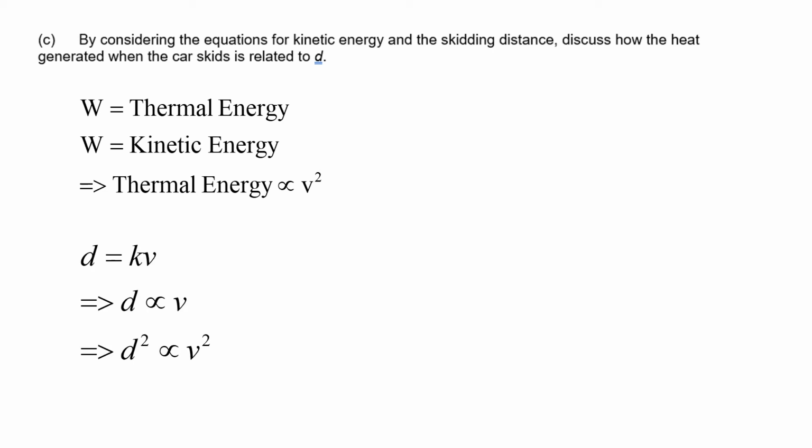We know from the equation earlier that d is directly proportional to v, which means d squared is going to be directly proportional to v squared. So putting those two things together, we're going to see that thermal energy and d squared are both directly proportional to v squared, so thermal energy is directly proportional to d squared. That would be how they are related to each other. That's what that means.